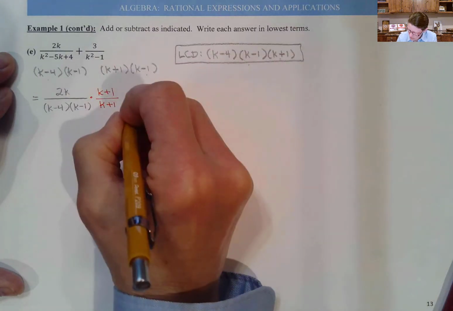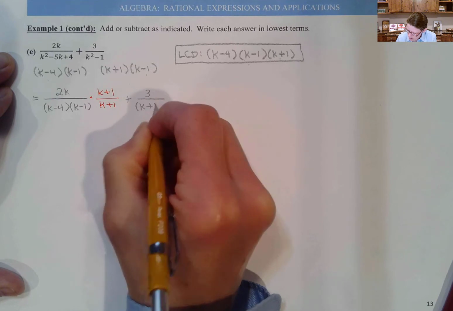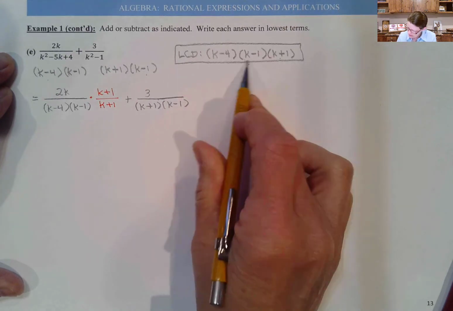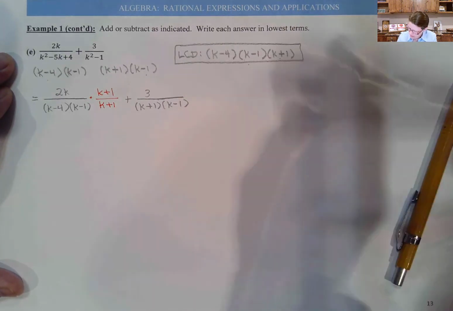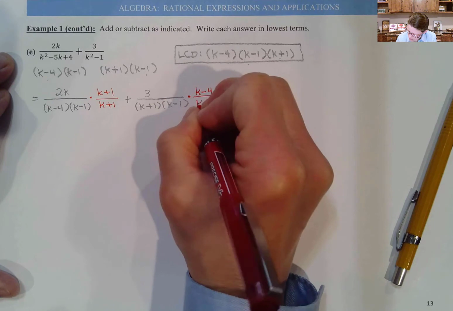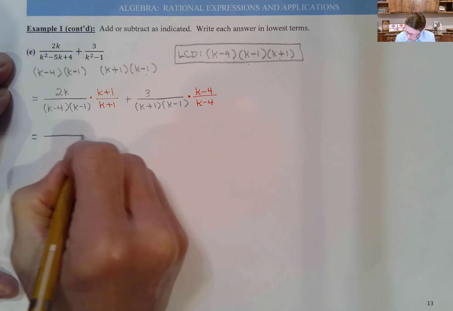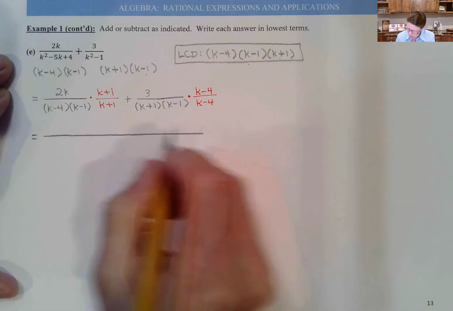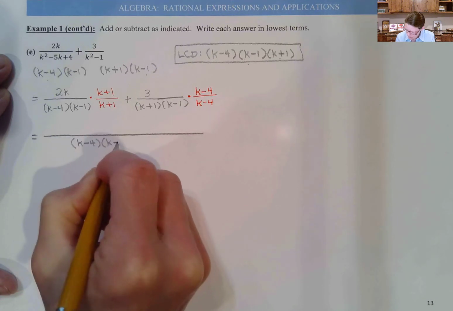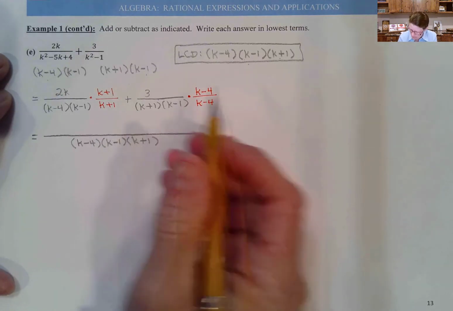Moving to our second fraction, 3 over k plus 1 times k minus 1. We compare it to the LCD and see that it's missing k minus 4. Multiply numerator and denominator by k minus 4. So we're sitting in a really good spot here. Both of our denominators are the same, so I'm going to write one long fraction bar and just write that denominator one time, and write our numerators over that and begin to do some cleanup.